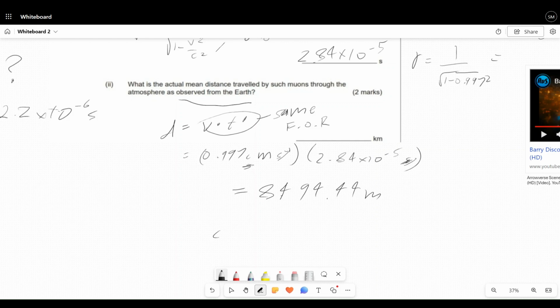Which, c is equal to this, right? So I've multiplied c into here. So this is our answer, 8,494.44 meters, right? And let's try and make this into kilometers. So if you have something like this and you can make it into kilometers, for WACE style questions, always make it into kilometers, right? Always make it into kilometers.